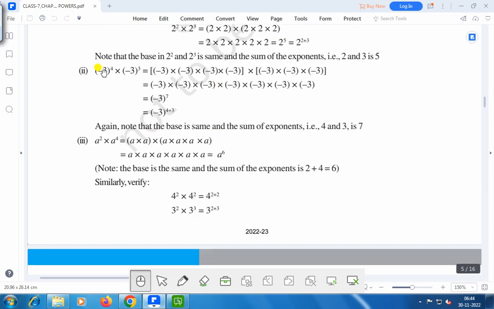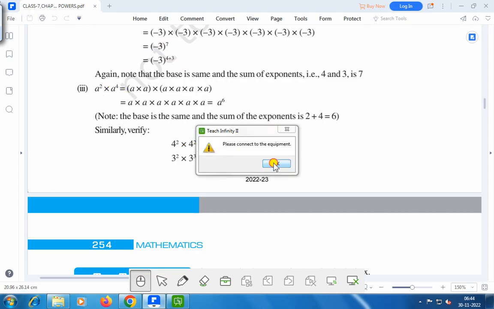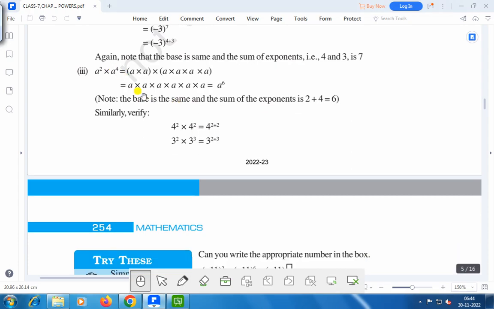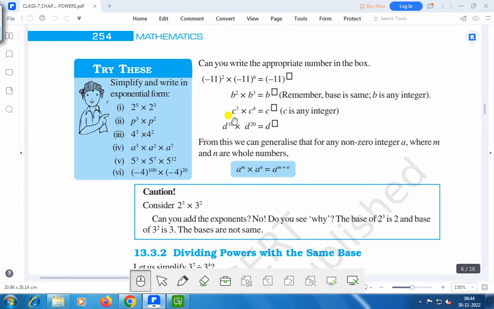Here also you see, the base is the same: minus 3 to the power 4 and minus 3 to the power 3. Since the base is the same, we can add the exponents. Minus 3 to the power 4 plus 3 is 7, right? Here also, 8 to the power 2 into 8 to the power 4. Since the base is the same, we can add the exponents, 4 plus 2, so 8 to the power 6, right? In this way, you can find the various sums.